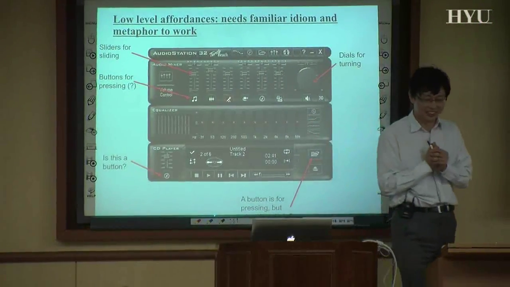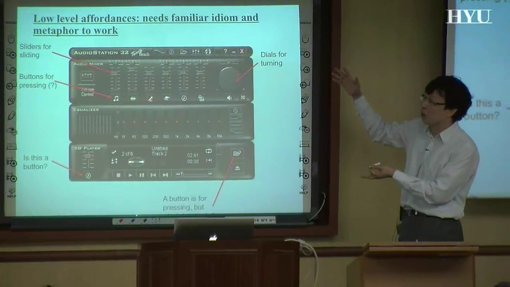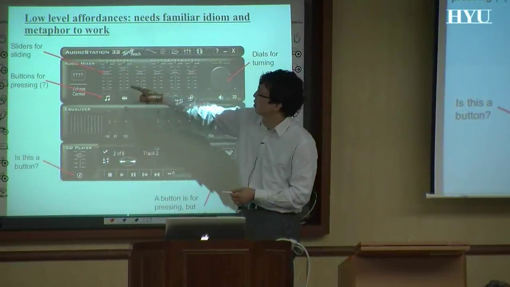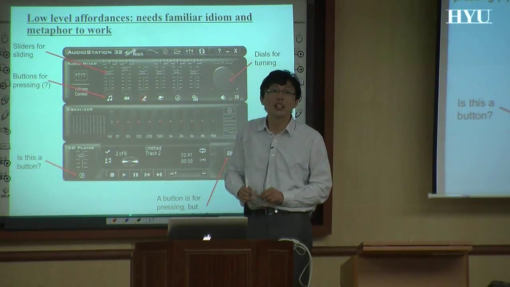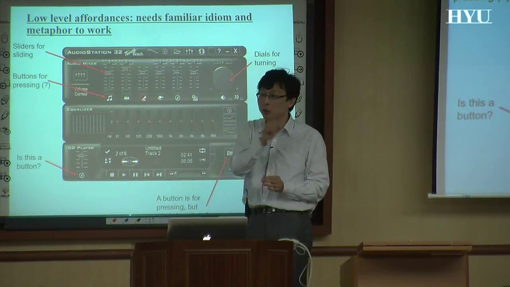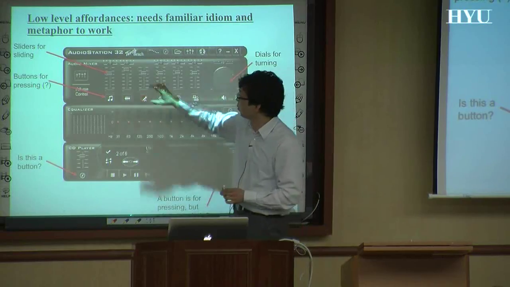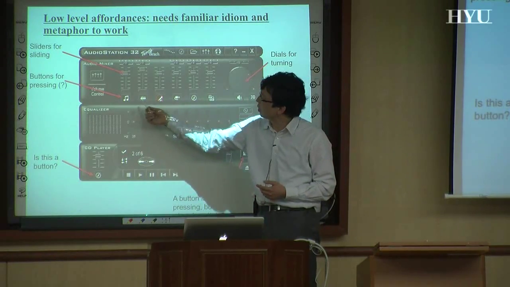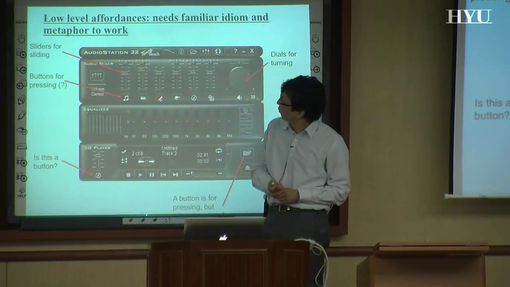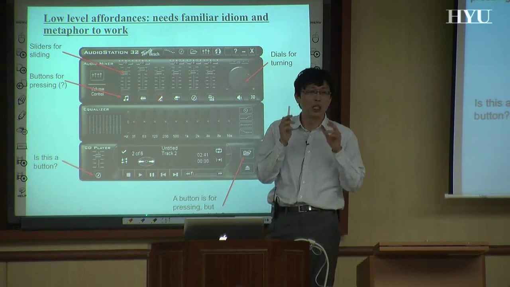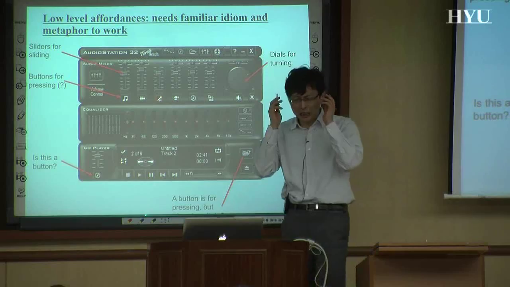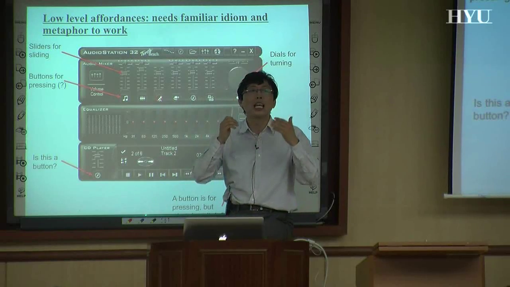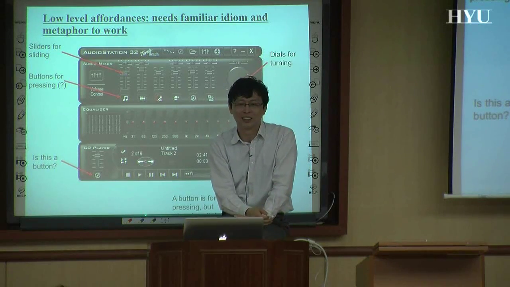So, see, that is kind of the software, say, low level affordance, the familiar idioms and metaphors at work. See, slider. When you see the slider, you want to move up and down, right? Nobody wants to move left and right. See, good affordance. Button for pressing. So it looks like a button, but what is that for? It's kind of music, but when you click that one, what will happen? You can't expect. You can click something because that is a button, but what can you expect when you click it?